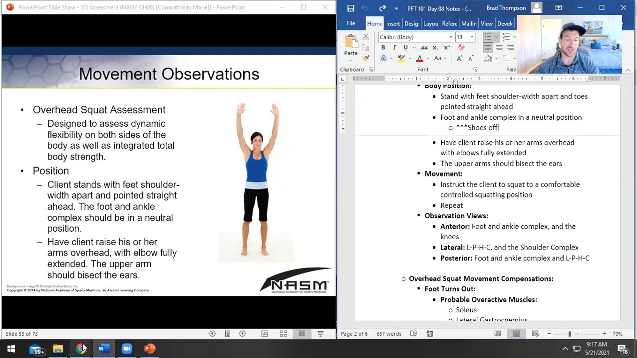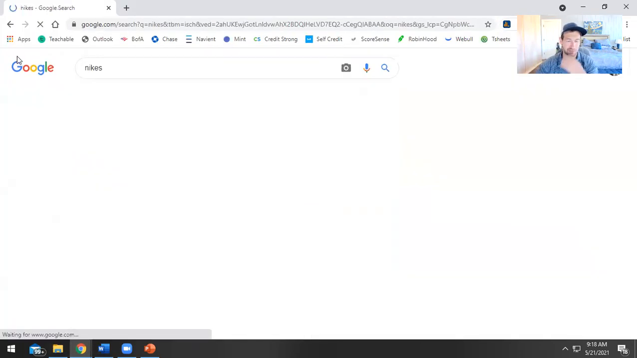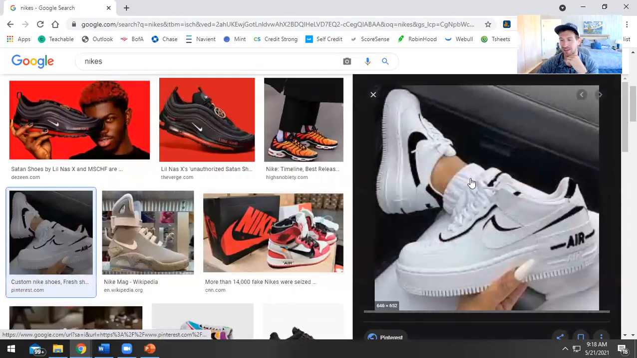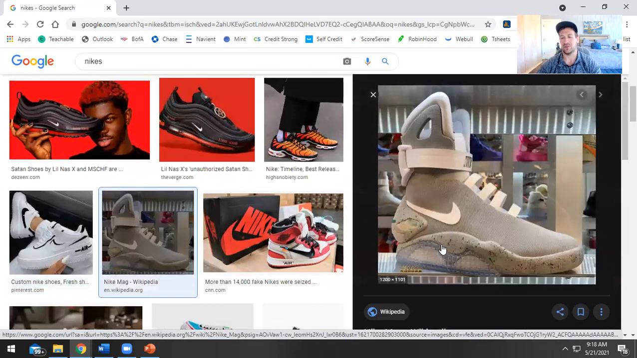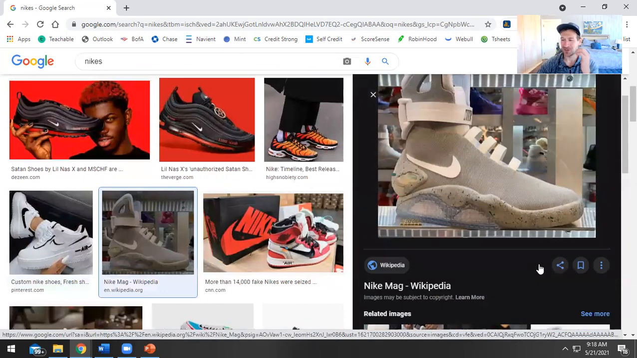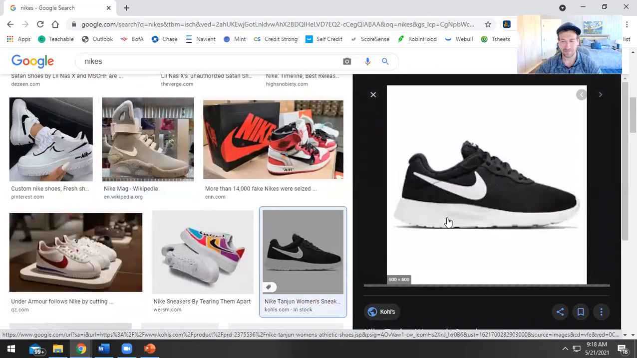We do not want, if they're wearing, let me see if I can do this. I'm just going to Google Nikes. Look at this monstrosity. You can see how much padding. Oh, is this the Back to the Future? Yeah, it's the Back to the Future shoe. All right, well, actually, this shoe is awesome, and I will say nothing about it because I love that movie. But take a look here, right?